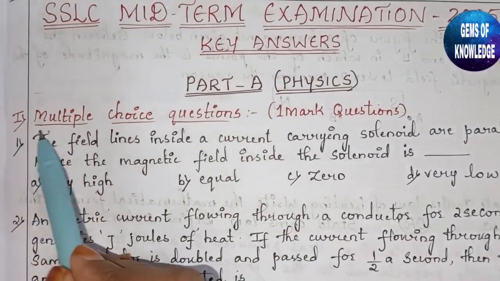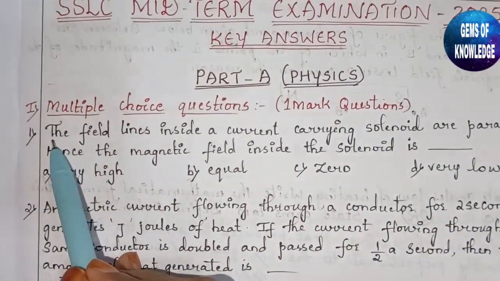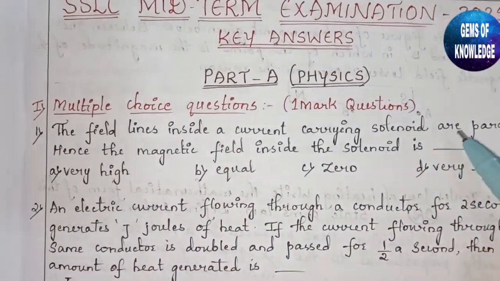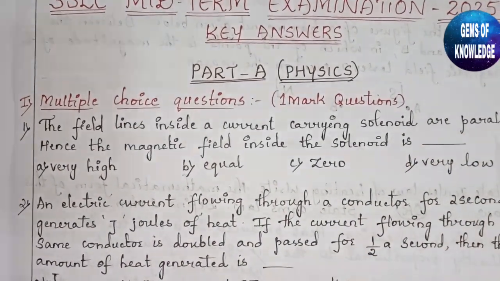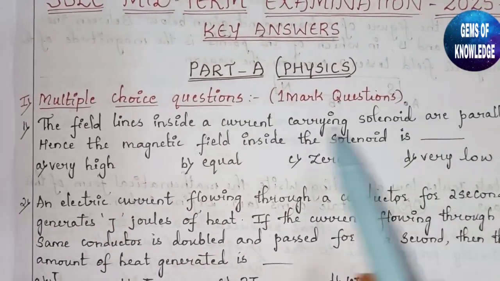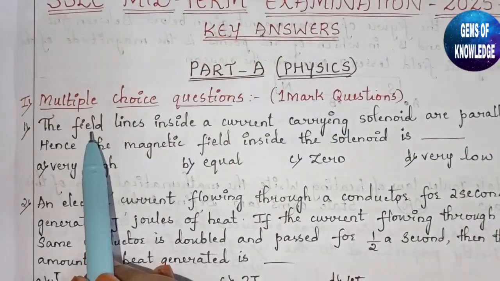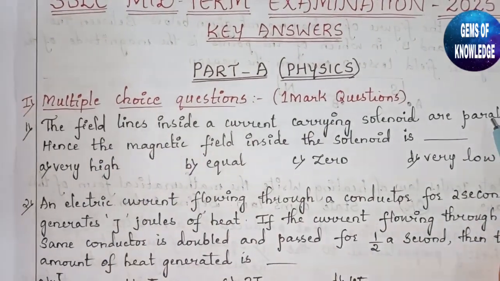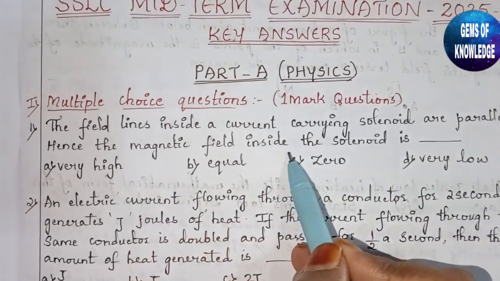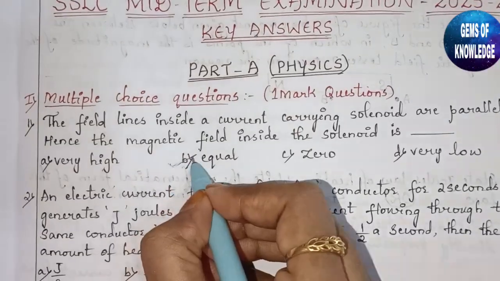So here the first question is a multiple choice question, which is of 1 mark. The question here is: the field lines inside a current carrying solenoid are parallel. If the field lines inside the current carrying solenoid are parallel, then the magnetic field will be dash. If the magnetic field lines are parallel, then definitely the magnetic field inside the solenoid is going to be equal.